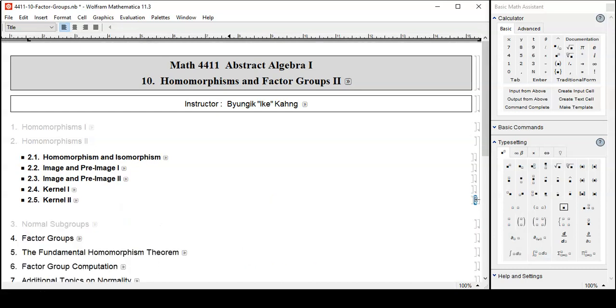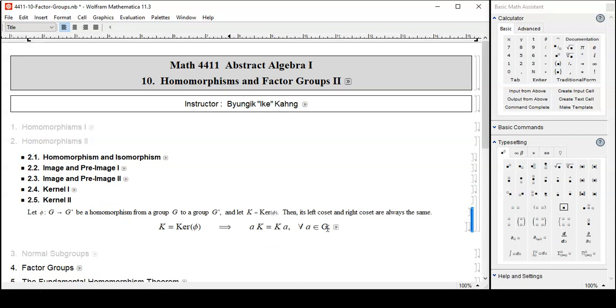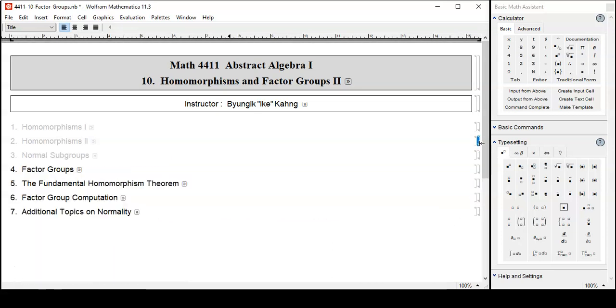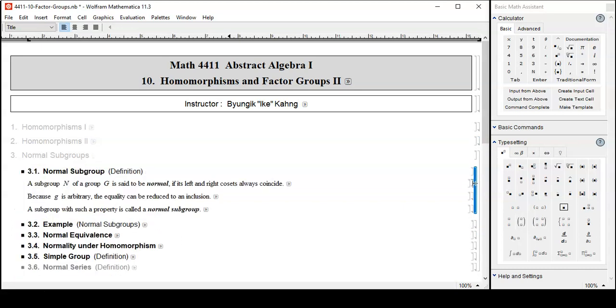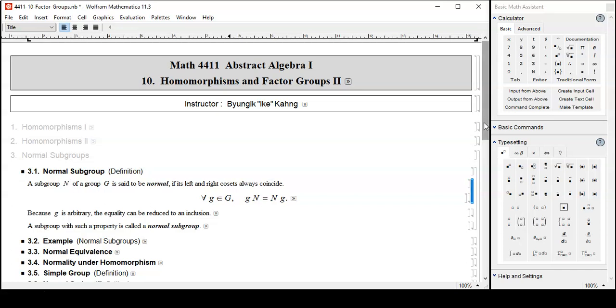Number 2, kernels satisfy this interesting property. The left coset and right coset are the same. In other words, the kernels are all normal. And speaking about normal, yes, all kernels are normal, but maybe not necessarily the other way around. Or is it? That's something we're going to discuss later.